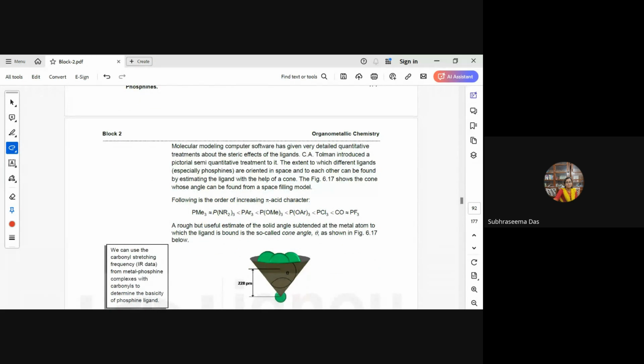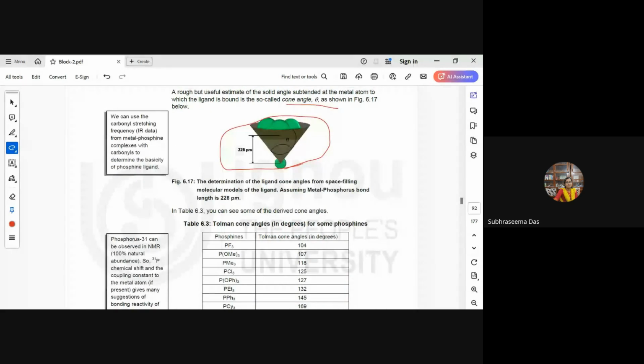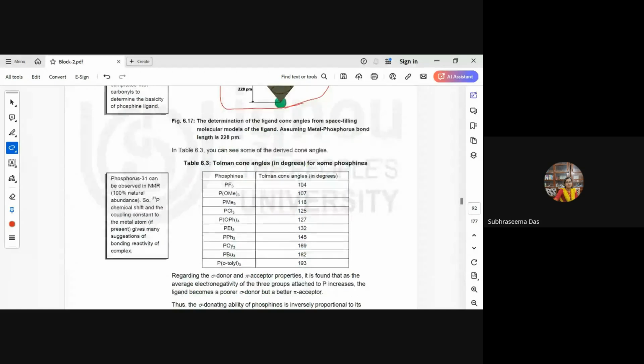When we look into molecular modeling software, a cone type structure is observed for the metal phosphorus bond. Figure 6.17 shows the cone where the angle is found. A useful result obtained here is called the cone angle theta. These are called Tolman cone angles, and in figure 6.3 the various types of phosphines and their cone angles in degrees are reported.